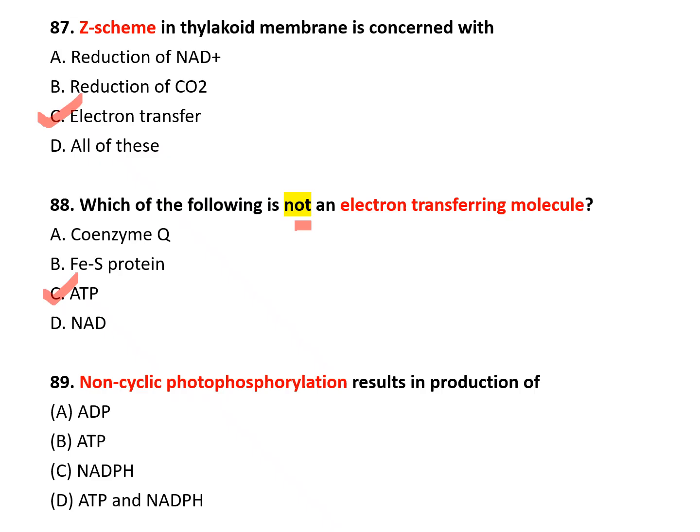The next question, number 89. Non-cyclic photophosphorylation results in production of option A, ADP, option B, ATP, option C, NADPH, option D, ATP and NADPH. The correct answer is option D, ATP and NADPH. In cyclic photophosphorylation, only ATP is formed, but in non-cyclic photophosphorylation, both ATP and NADPH are formed.